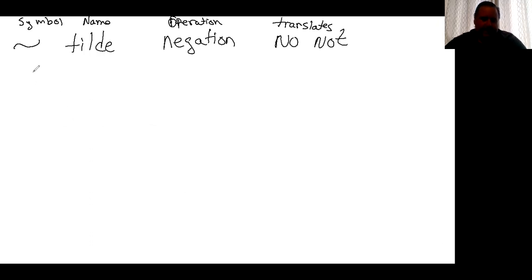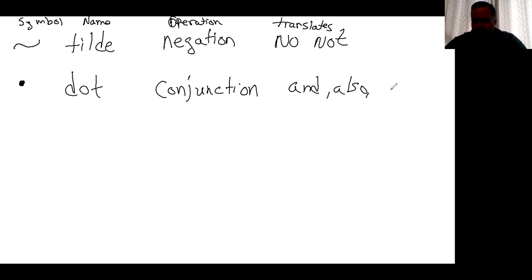All right, so the next symbol we have is a little dot. We write it like this: A dot B. It's not at the line, it's not like a period, it's raised in the middle of the line. It's called dot, and it does the job of conjunction. It does things like and, also, but, anything that's saying both of these things are true.